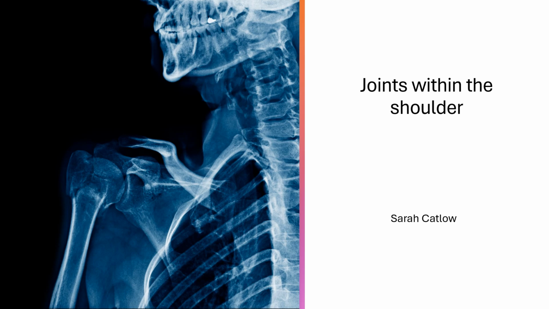Hello, today we're going to talk about joints within the shoulder. Now, the shoulder complex is an intricate system that includes several joints, each playing a really critical role in allowing the wide range of motion necessary for upper limb function.